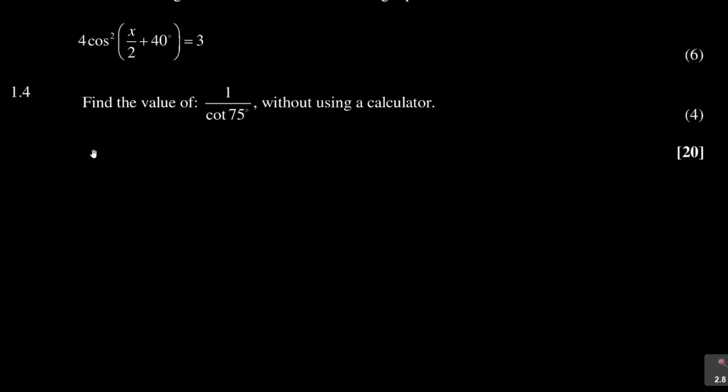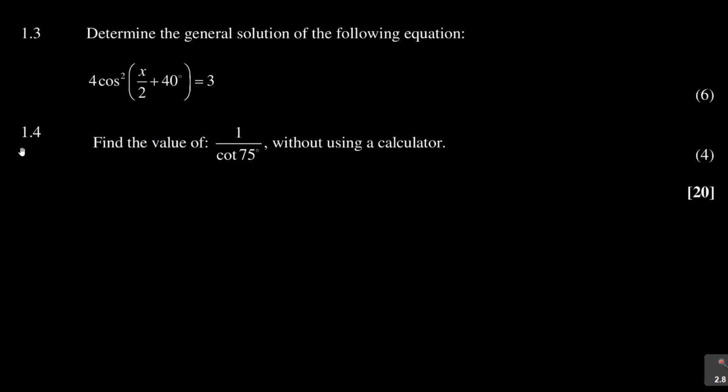Now let's look at the last one. 1.4 says find the value of cos. All right, but it's fine. It was general solution, so I'm not going to prove that. Let's move on to the next one because of time. But in my previous lessons, I show you how you can actually prove this. You can actually prove that part here. But anyway, let's move on to the next one. It says find the value of 1 over cos 75 without using a calculator. It's 4 marks.